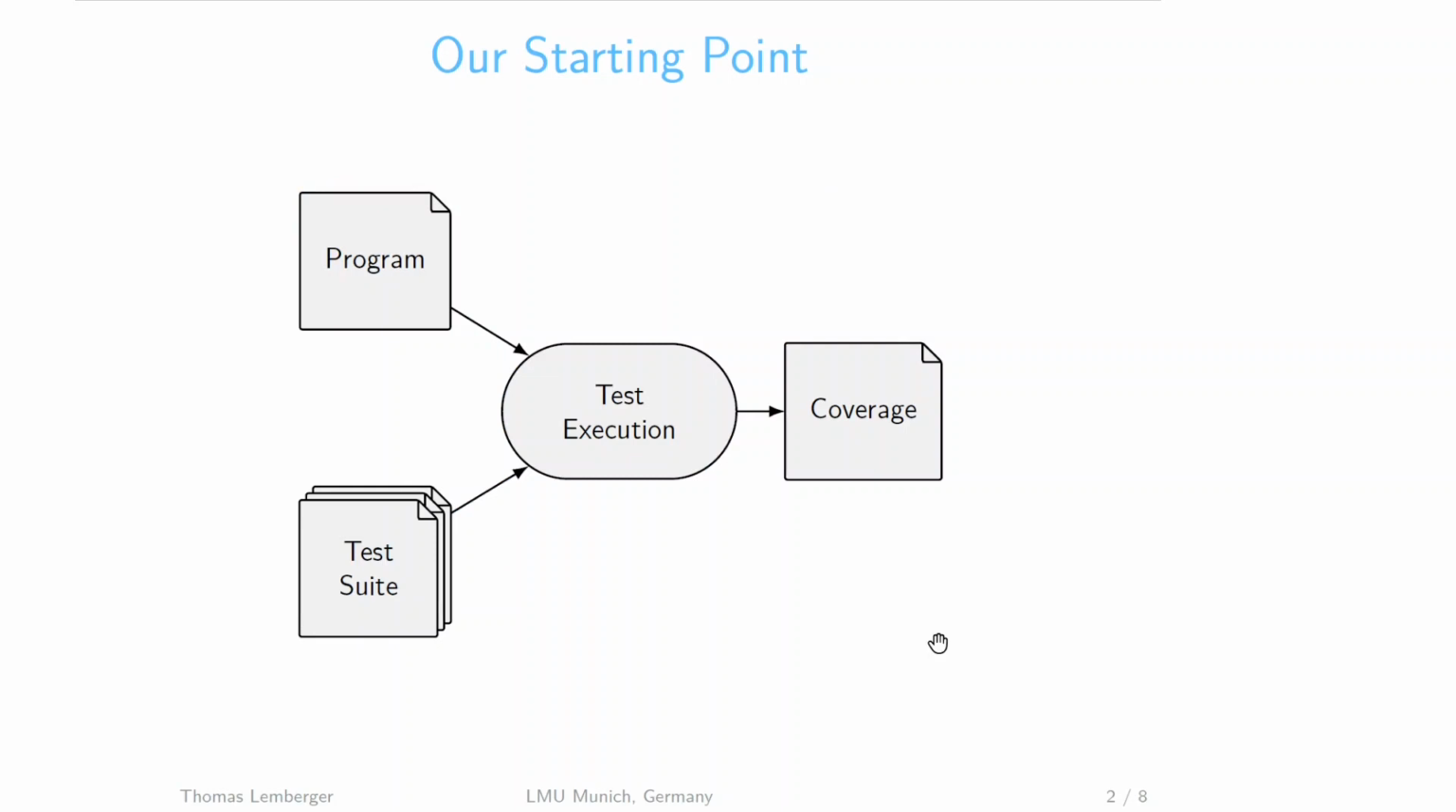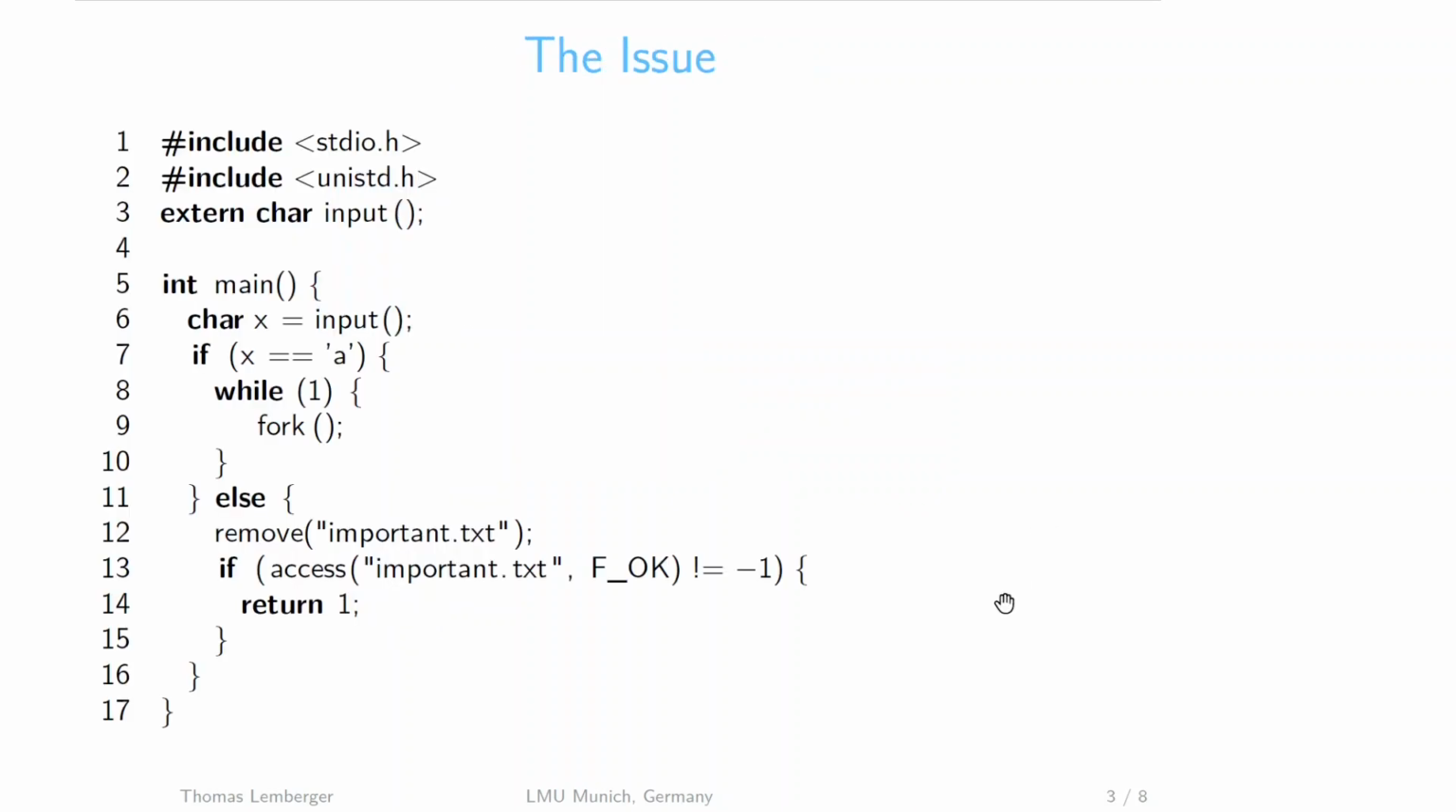So very basic starting point. We have a program, we have a test suite that the participant generated, and we want to execute that to get the coverage. But unfortunately, it's not really that simple. There are multiple issues with programs in TestComp. So we have extensive resource usage, like this while loop that runs forever and forks new processes forever, which will crash your PC very fast.